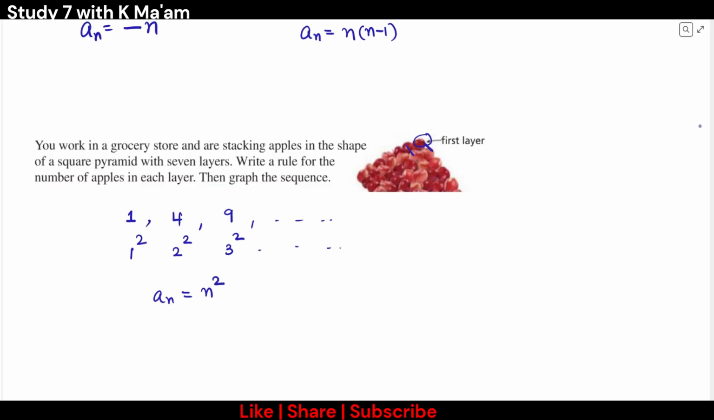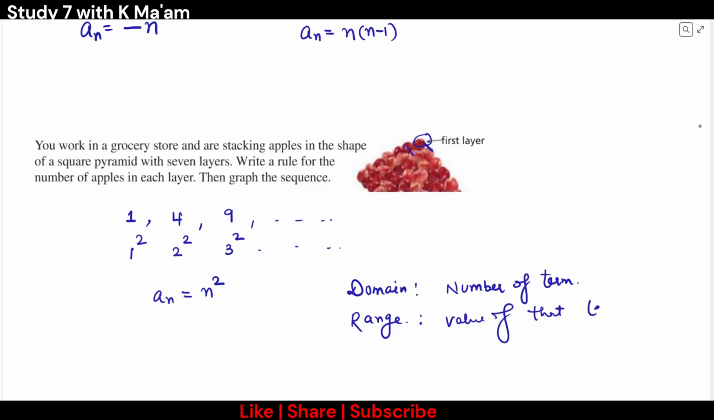The value of n that we substitute is known as the domain. Domain is the term number, the number of the term. If it is the first term, the domain is 1. Range is the answer of that term, the value of that term.